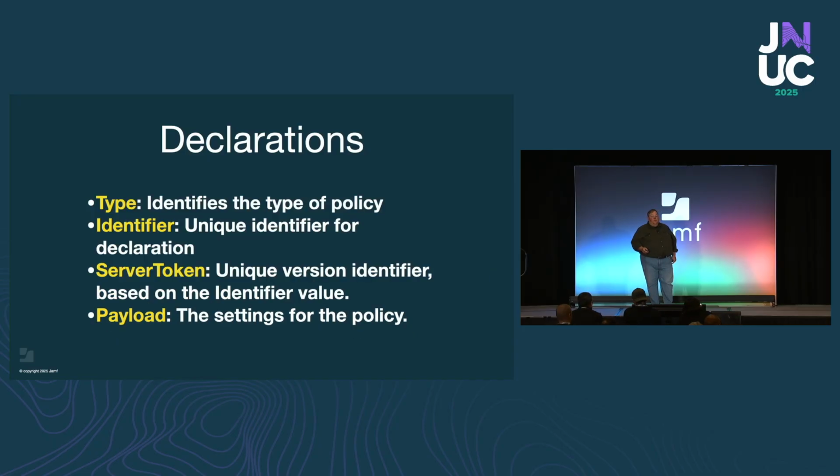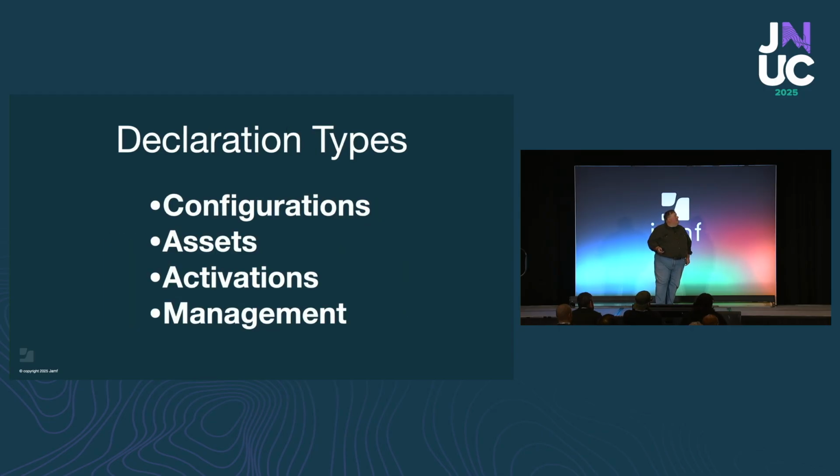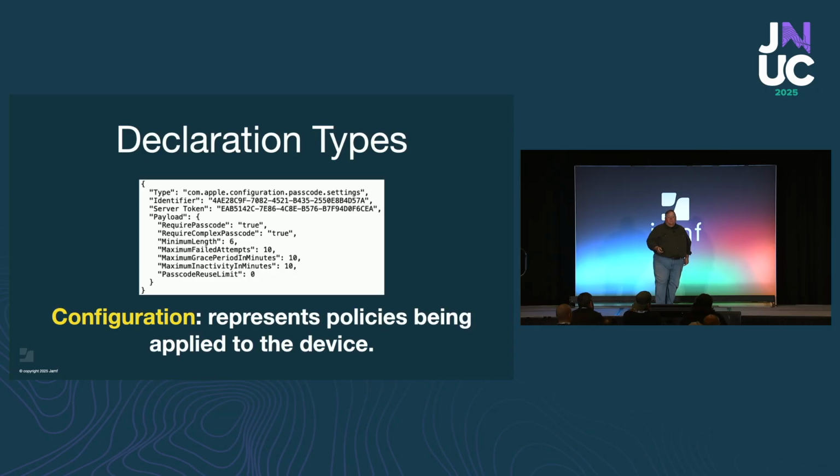So as a quick review, here's all that makes up the structure of a declaration. So let's dig into the various declaration types. So the first type is the configuration type, and this should be pretty familiar. It's a policy definition. This is similar to what's used in MDM profiles.